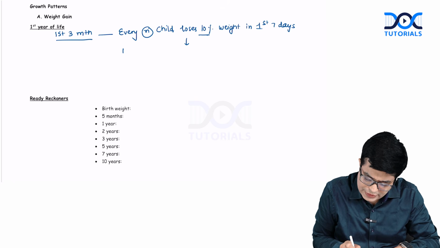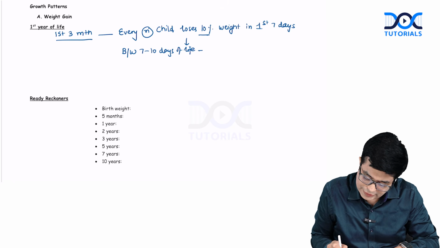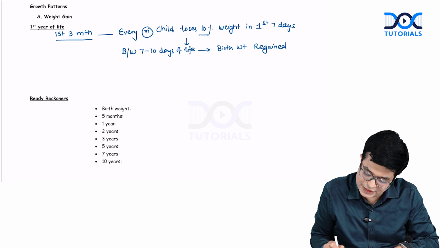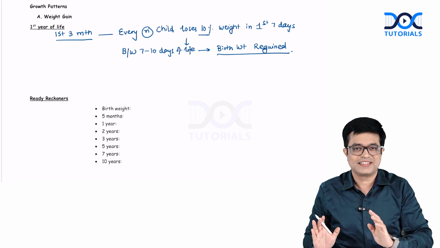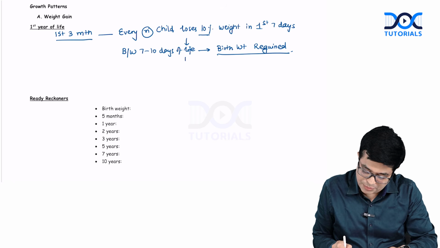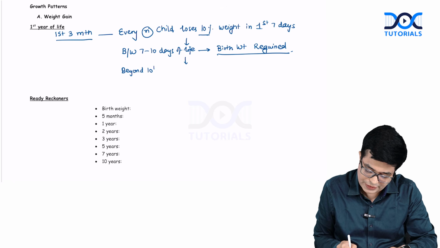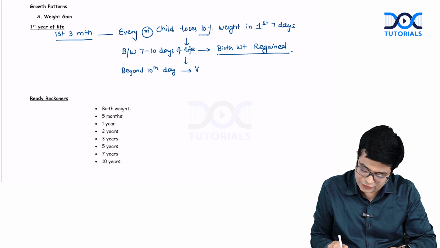Then between 7 to 10 days of life after birth, the birth weight is regained. So a 3 kg child will again become 3 kg between 7 to 10 days, right? And beyond the 10th day of life, true weight gain will start. There will be visible weight gain.